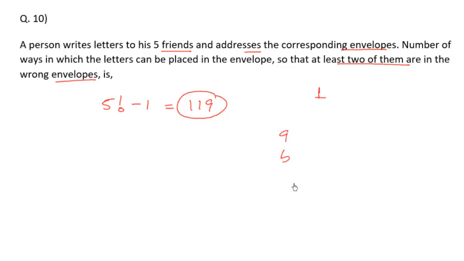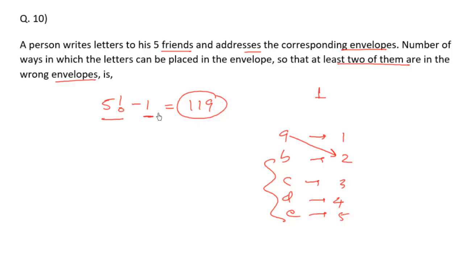If I have A, B, C, D and E and the corresponding envelopes are say 1, 2, 3, 4 and 5, correct? I cannot have a condition wherein only one letter goes wrong. For example, if A is going into the wrong envelope, then definitely one of the others must also be going into the wrong envelope. So obviously the case of exactly one letter going to the wrong envelope is 0. So at least 2 envelopes going wrong means either 2 or more than 2 letters going into the wrong envelopes, which we can find by taking the total and deducting the case wherein all the letters are going into the right envelopes. So this would be the answer. 119 is the answer for this question.